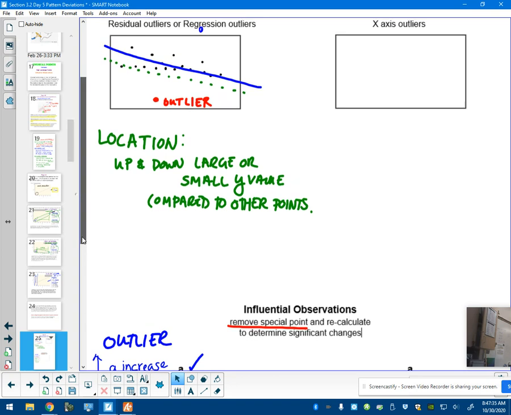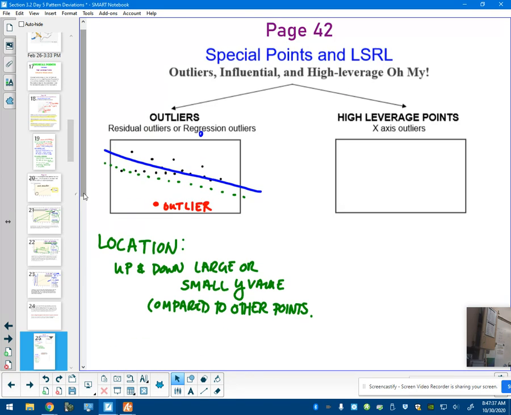All right. High leverage points. Let's put some points in. Let me go like this. And this will be the LSRL. This is the before line. And now let me put a high leverage point in. I could put a high leverage point in like over here. I'm going to call it HL.